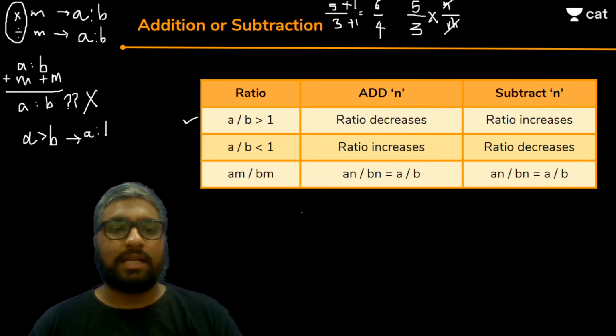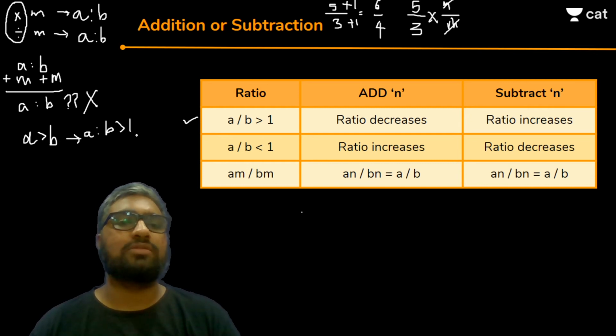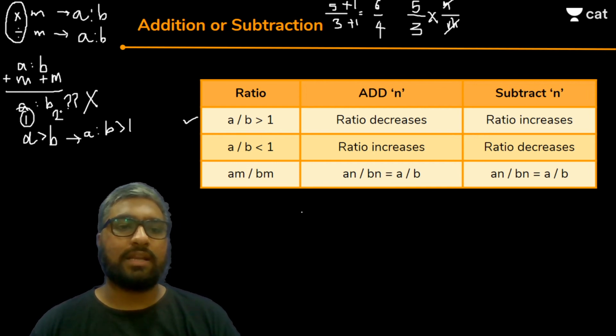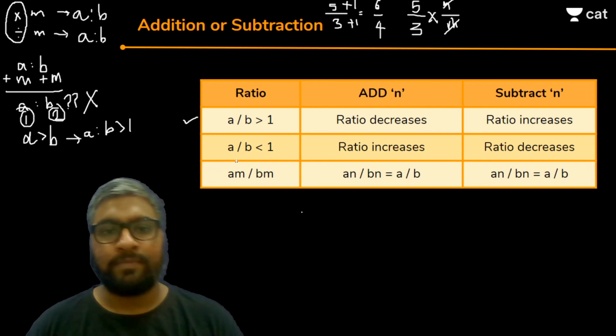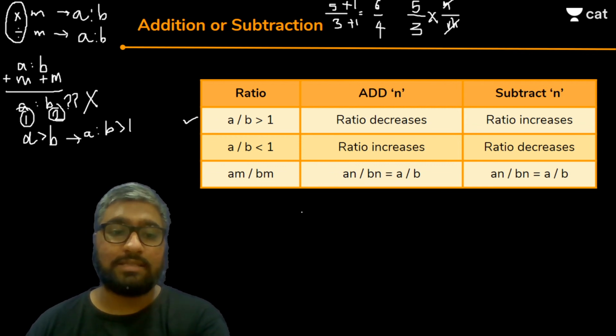Guys, can you quickly confirm if you've understood this? In a ratio, if A is greater than B, then A is to B is greater than 1. We call this the first ratio and the second ratio. If the first ratio is greater than the second, then the entire ratio is greater than 1, of course. Now in this case, if I were to add n to both these ratios, quickly let's take an example.